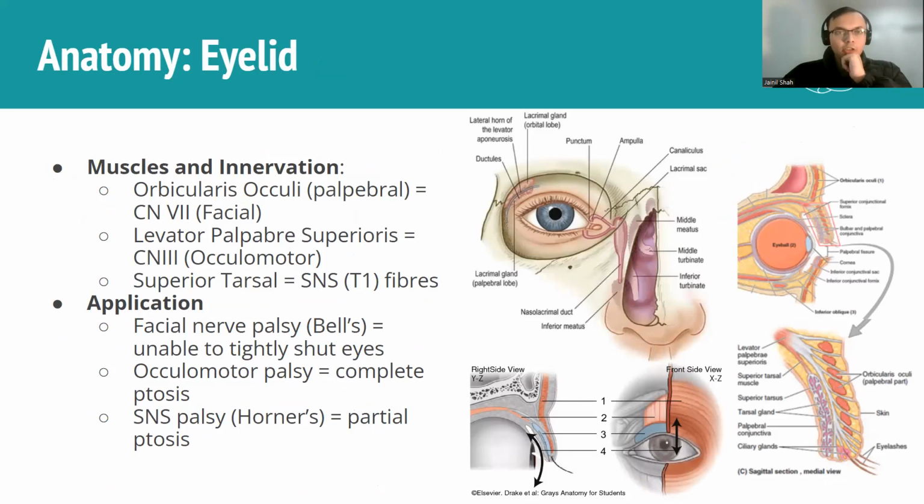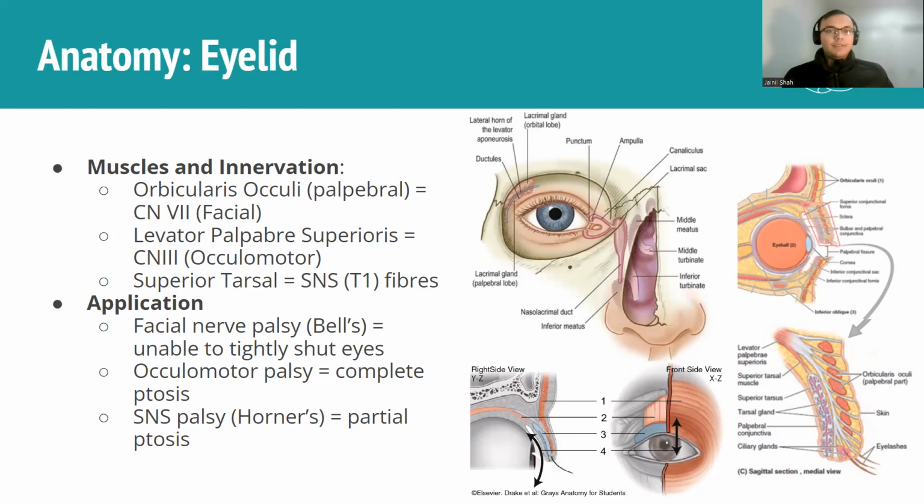So the first muscle is the orbicularis oculi muscle, and the palpebral part of that is going to form the upper part of the muscles that are around the eyelid. And it's innervated by cranial nerve 7, or the facial nerve. And the application of this is in Bell's palsy, where you have a facial nerve issue. You're going to have an inability to tightly shut your eyes because the cranial nerve 7, that's innervating the orbicularis oculi, is affected.